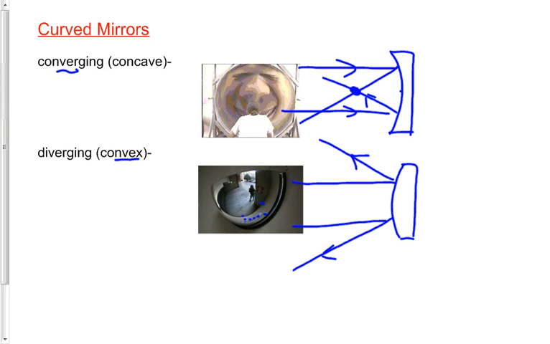Tomorrow, again, we'll draw some ray diagrams for this. We'll move a little bit further with this, and we'll see some of the characteristics of the images produced on these types of mirrors. All right?